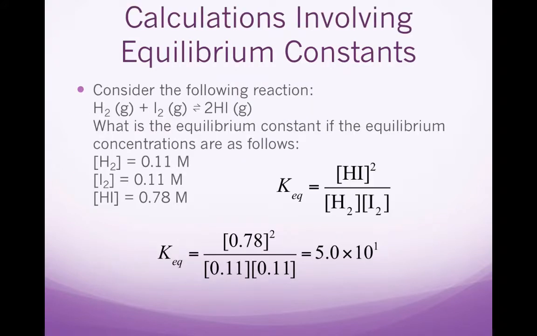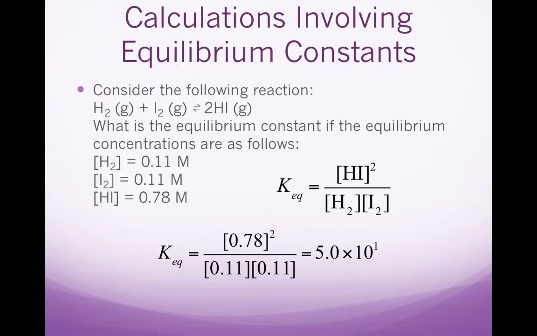So we can actually calculate equilibrium constants if we're given equilibrium concentrations. So let's look at this reaction. We have the same reaction we were looking at before. Hydrogen gas plus iodine gas reacts to yield hydrogen iodide gas. We want to know what the equilibrium constant is if the equilibrium concentrations are as follows. Hydrogen and iodine both have an equilibrium concentration of 0.11, and hydrogen iodide has an equilibrium concentration of 0.78.